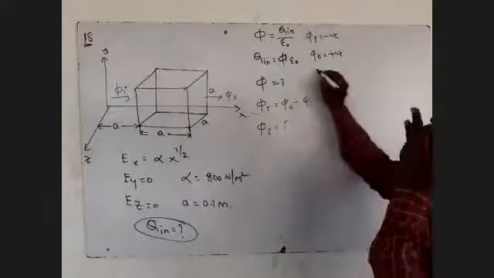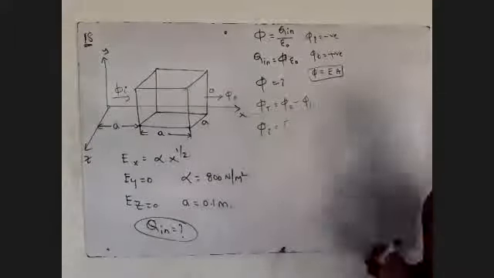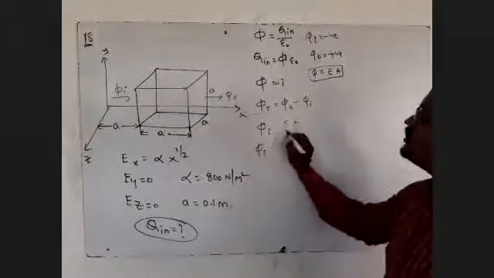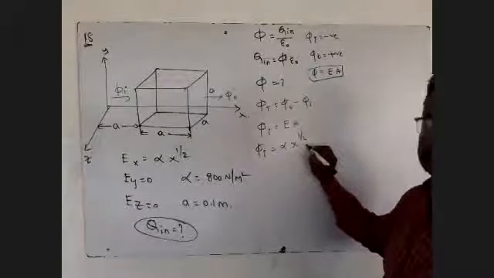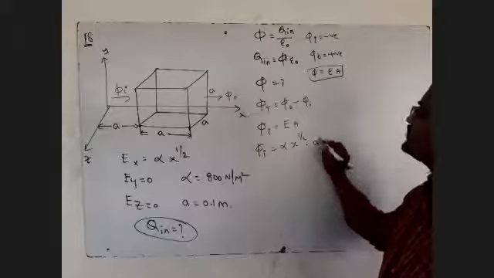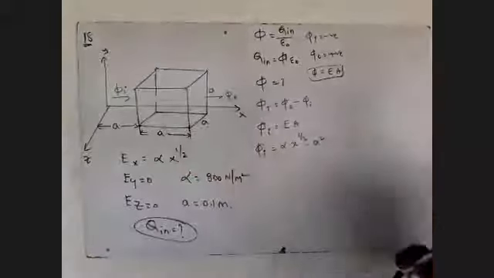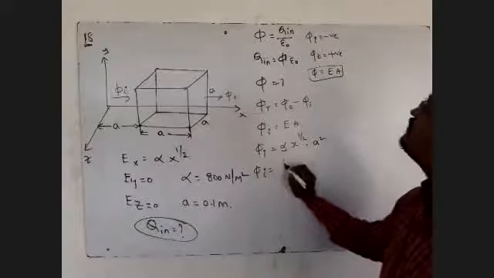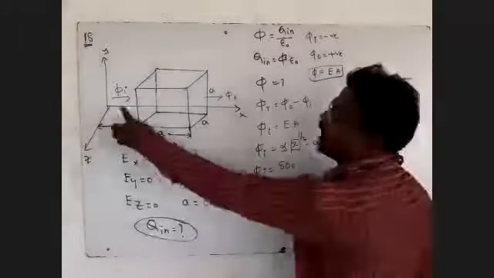Flux is equal to the general formula E into area, where A means the surface area. So inside flux is equal to E, the electric field, which is alpha x to the power of 1 by 2. The area of the cube face is a square. So phi is equal to alpha, where alpha value is 800.